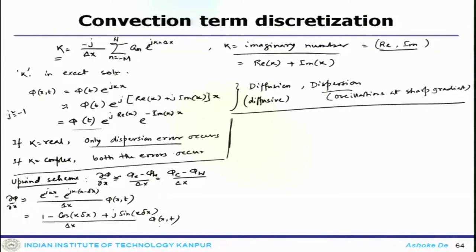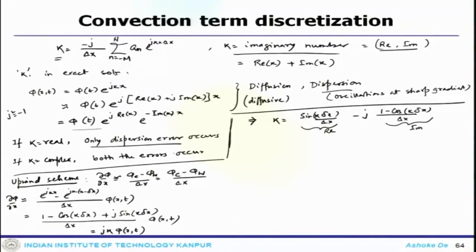So, now that this is j k phi x t, which will be equal to j k phi x t. From here one can get k is sin k delta x divided by delta x minus j into 1 minus cos k delta x divided by delta x. So, it is clear that in the upwind scheme this is your real part, this is your imaginary part.